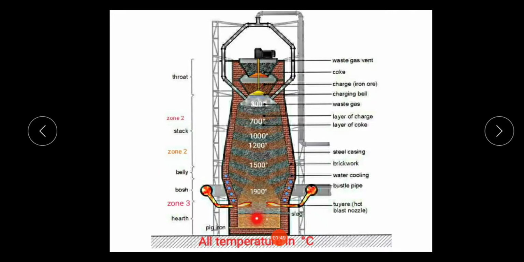This is the hearth. In this hearth there is wood and oil, and the level of the wood and oil is up to the tuyere level, and above the tuyere level there is coke which is present up to the Bosh level. This is the Bosh level, and this is the charging bell.